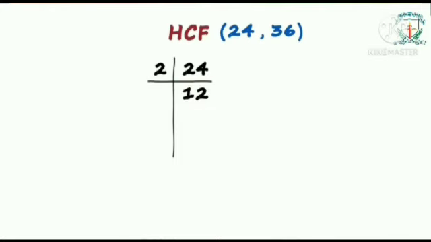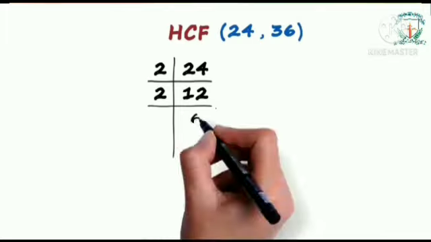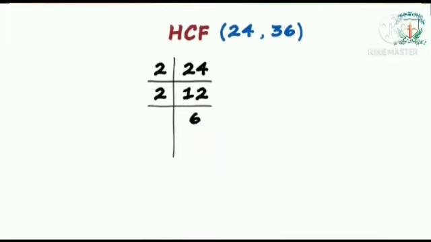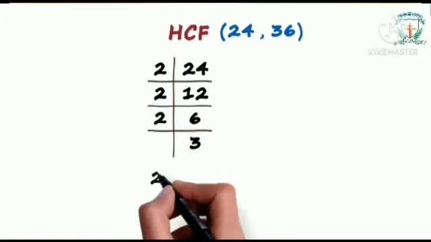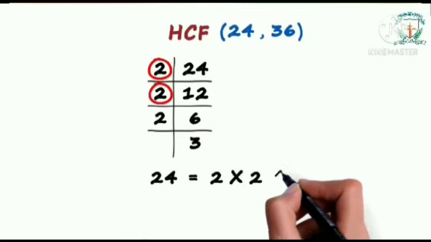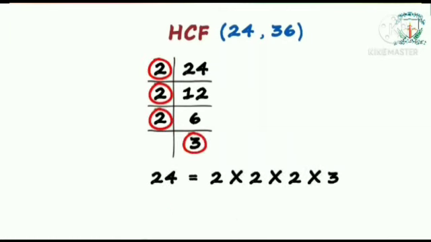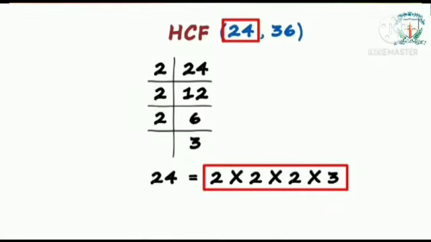Is 12 divisible by 2? Yes. So 2 times 6 is 12. 6 is also divisible by 2. 2 times 3 is 6. We stop here since we got a prime factor. Hence, we write 24 as 2 into 2 into 2 into 3. Now, we have reduced 24 to its prime factors.